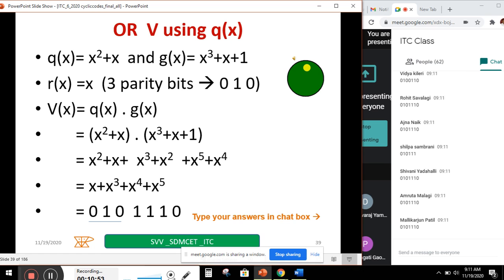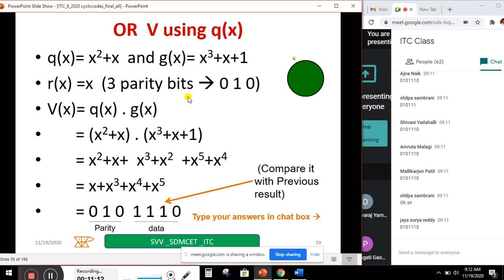Let me go to the next. Jay Surya has got the same answer. Let me go to the next slide. Now, compare this with the previous result. The answer should remain the same. There also you got 010, 111, 0. Using r of x, also you should get the same thing. Now let me go to the next.